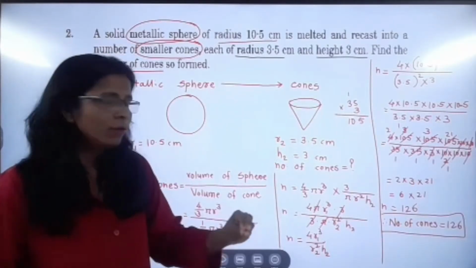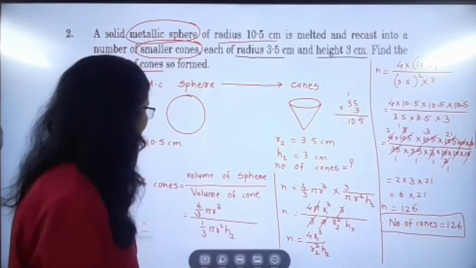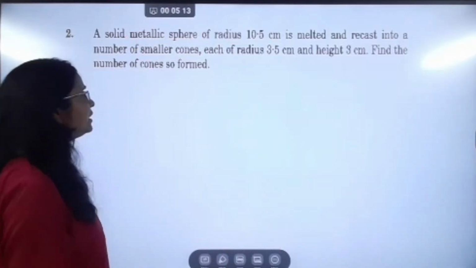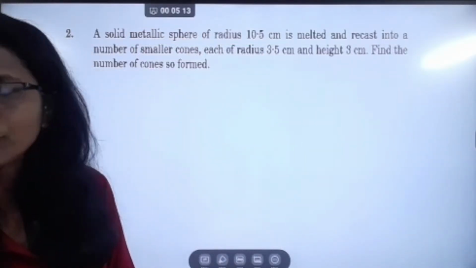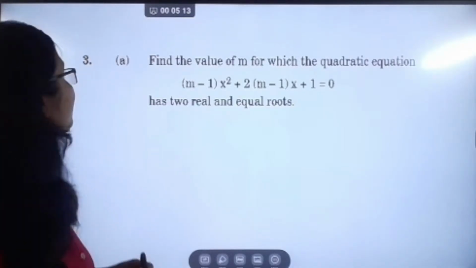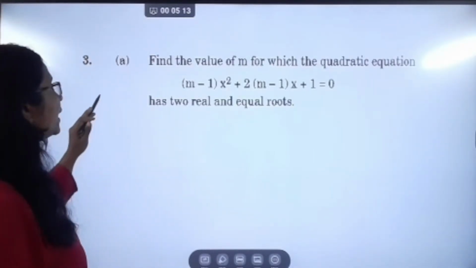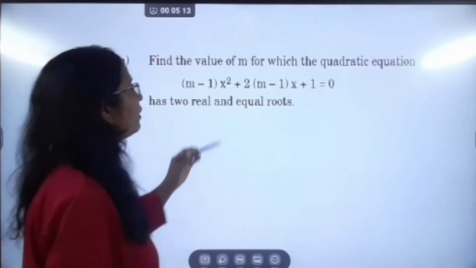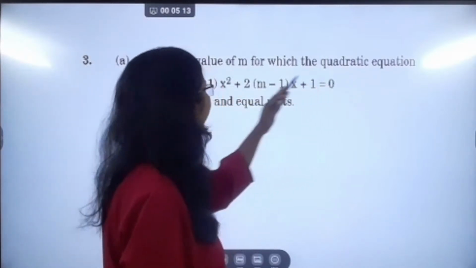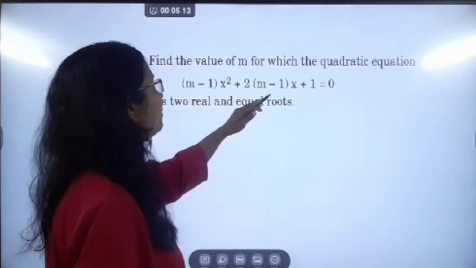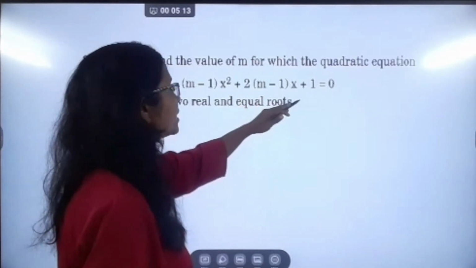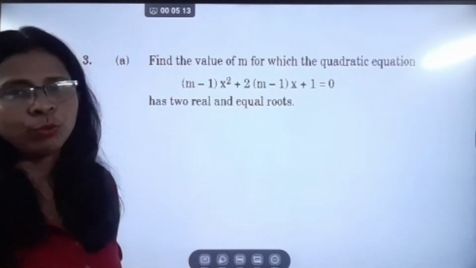Okay, so now here students, the next example is question 3a. Find the value of m for which the quadratic equation m minus 1 into x square plus 2 m minus 1 into x plus 1 is equal to 0.